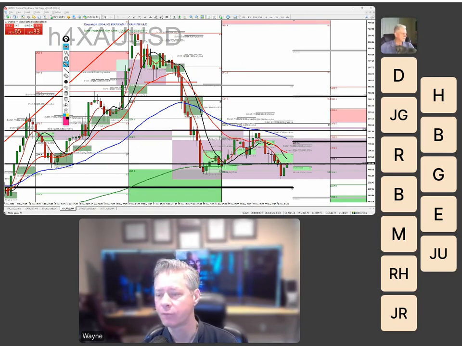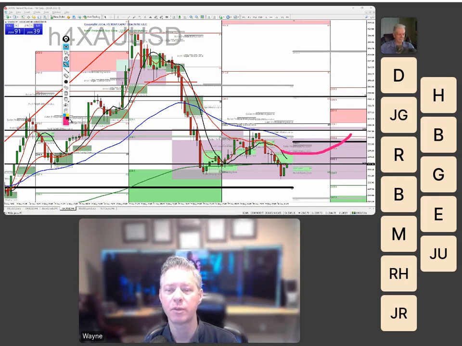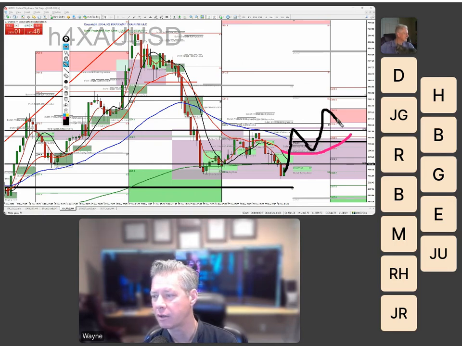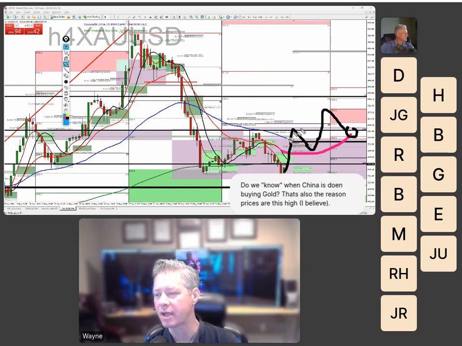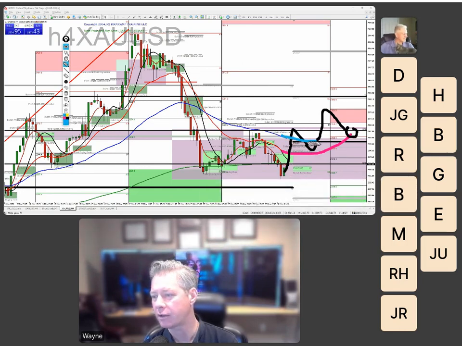Sweet. So what do I need as a bull? Well, I need the 21 to do something like this, which means I will need price to make a test here. Okay. And then it'll probably come down, make a higher low, and then it'll make a higher high, and then it'll make a higher low, and I'll meet you here. Meanwhile, as that's happening, this will flatten out and we will get a 21/55 cross.